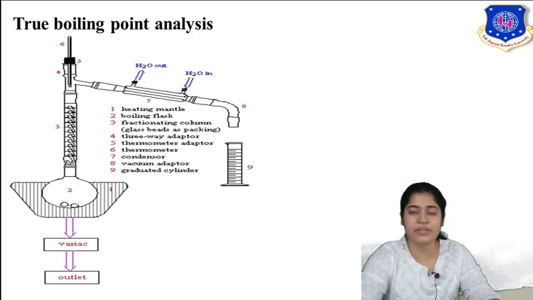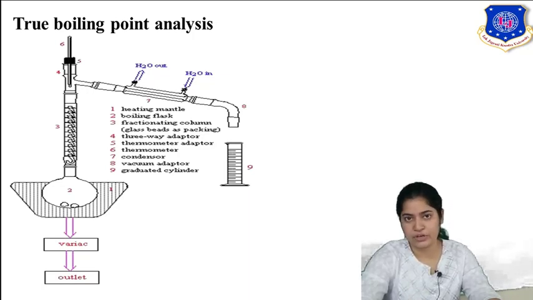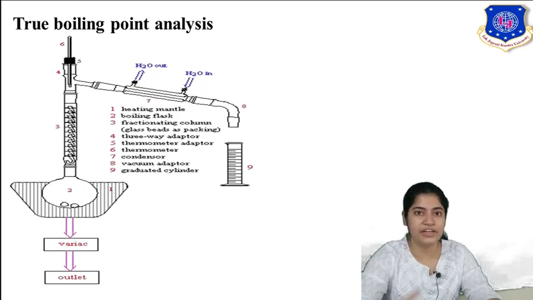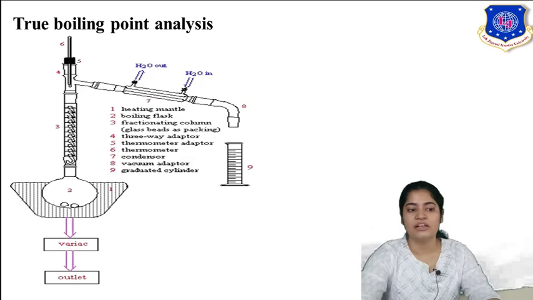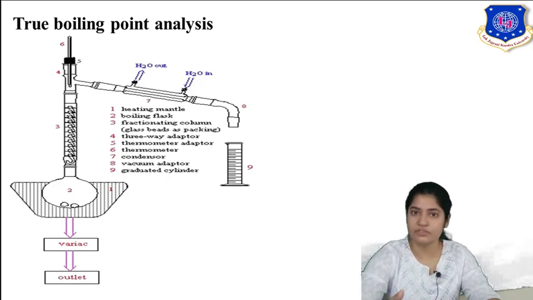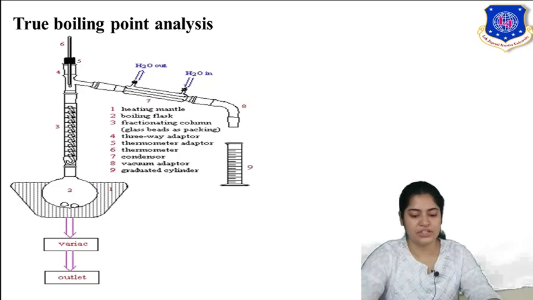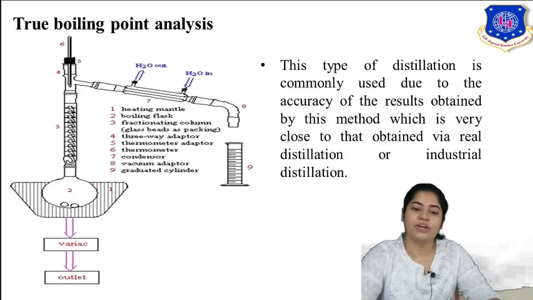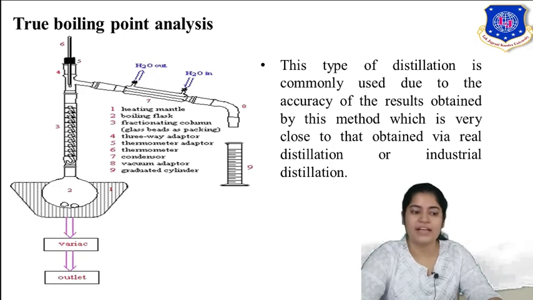Now as heating takes place, note here, the component which is very volatile will vaporize first. As the vapors rise upwards, you are introducing reflux also. Because of the more contact with the reflux, your vapor becomes pure, high in the more volatile component. Those vapors travel, condense, and are collected in the collecting cylinder. This way the process of distillation is done here. Because it is accurate, it is called true boiling point analysis.